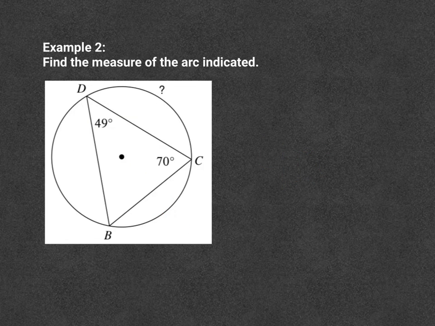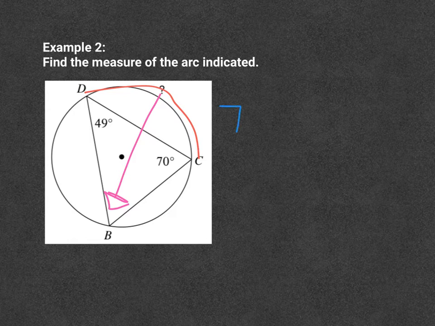Example number 2. Find the measure of the arc indicated. So it looks like I'm looking for arc DC. In order to do that, I need to find the inscribed angle, which is here. Well, I notice that I have a triangle here, and all the angles added together in a triangle equal 180 degrees. So I'm going to take 70 and 49 and add them together. That's going to give me 119 degrees.